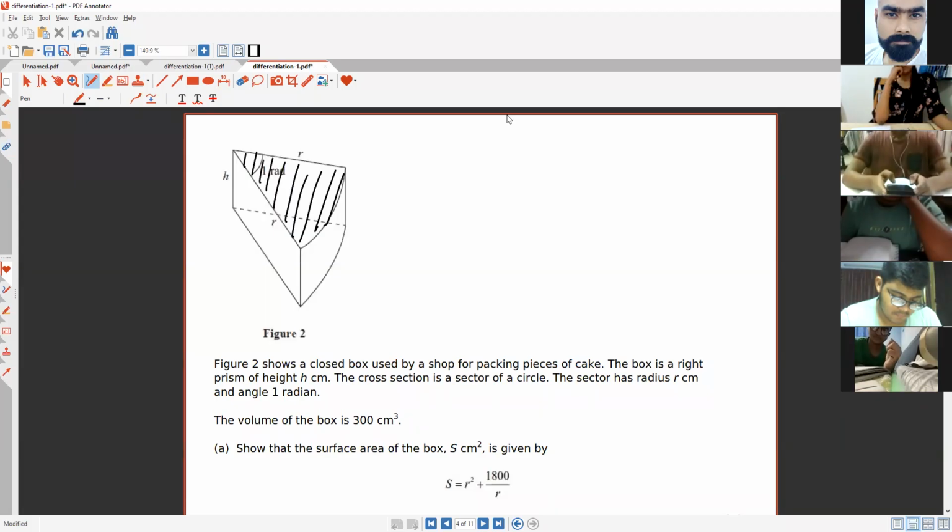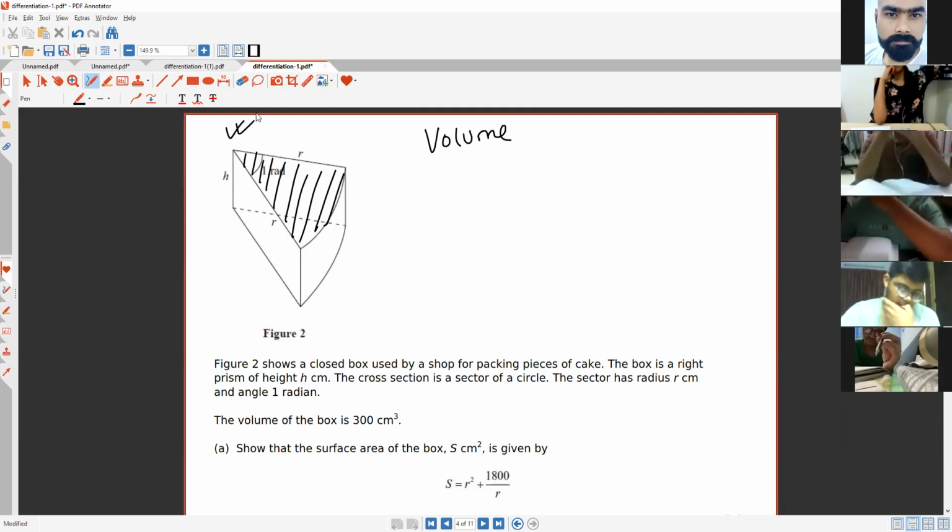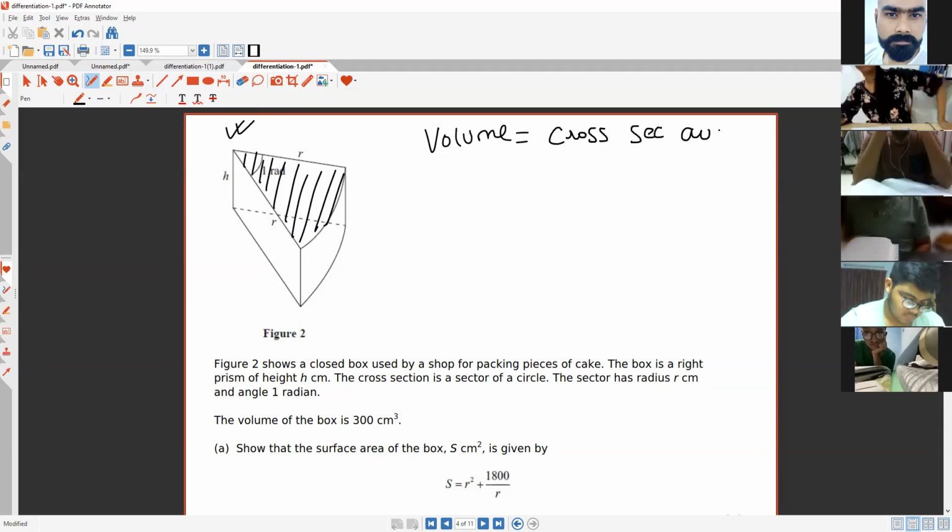Remember volume, because this shape's volume you guys did not learn. We learned about cylinders, cubes, cones, trapezium and stuff like that, but not this shape. One of the formulas for volume is cross-sectional area multiplied by height. Remember that.